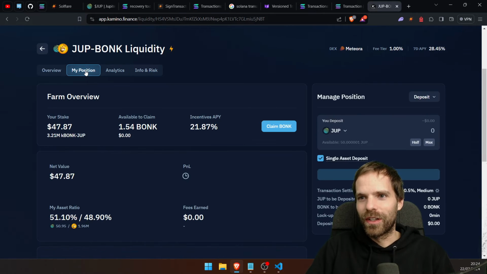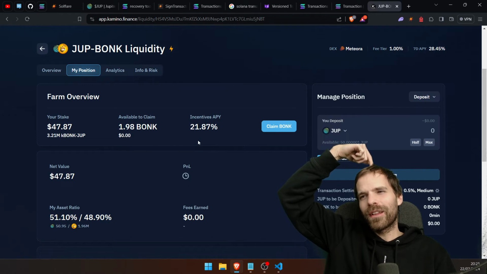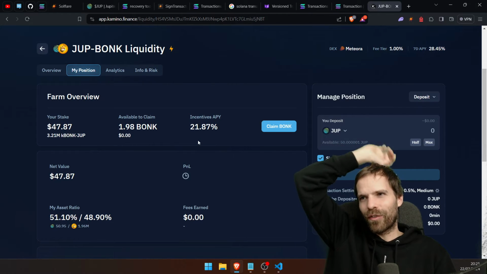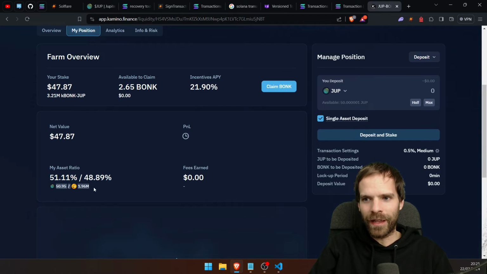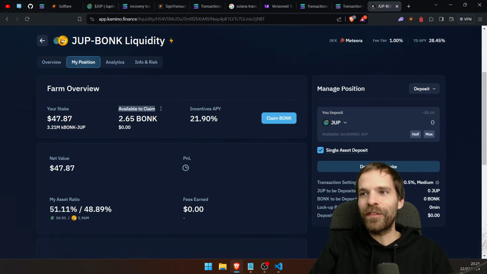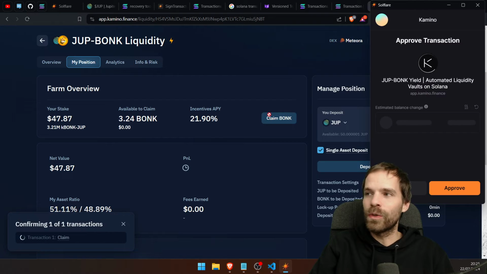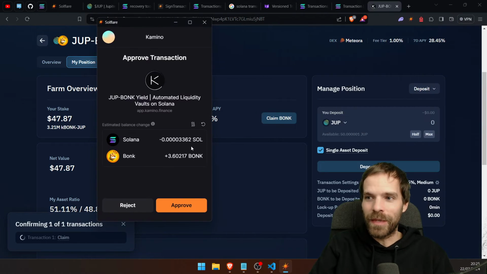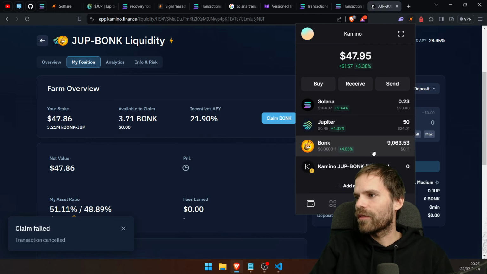My position, your stake. So did I basically just put in tube and trade that for bonk? So I should have tube and bonk in here. Yeah, I have both. Available to claim. Oh, so that's the farm. So I'm farming bonk with this liquidity pool and I could go claim it. Probably claiming it is a good idea because that will create me a token account. No, I already have some. I already have some bonk.